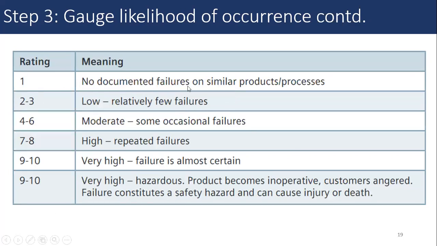If the rate is 1, there are no documented failures, so no records. 2 to 3, relatively few failures. 4 to 6, moderate, occasional. 7 to 8, high, repeated failures. As I mentioned earlier, there are some repeated failures. The power cuts: how many power cuts per year? How many power failures per month? If there are 7 to 8, or 15 times per year, it is actually a repeated failure. 9 to 10 is very high, hazardous. So we have to consider it critically.